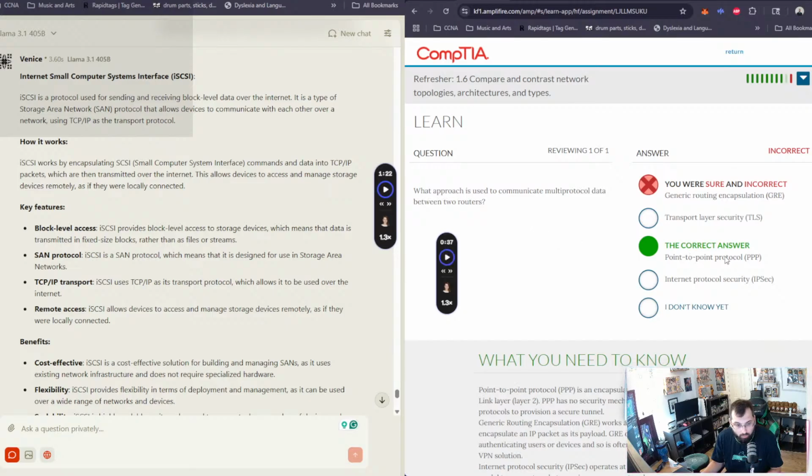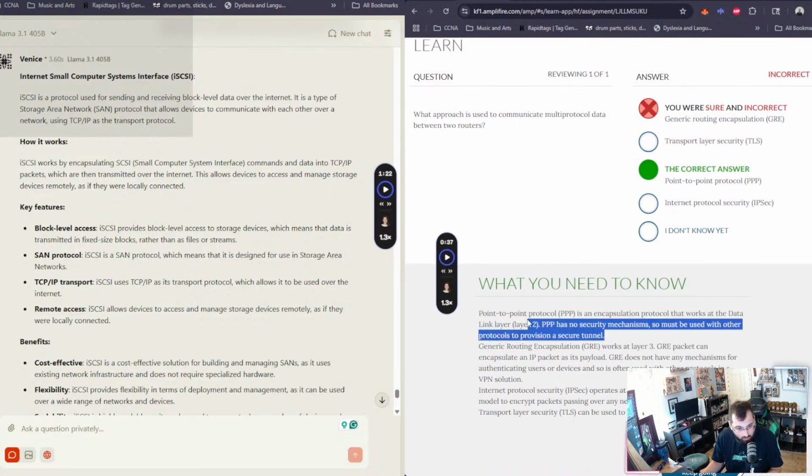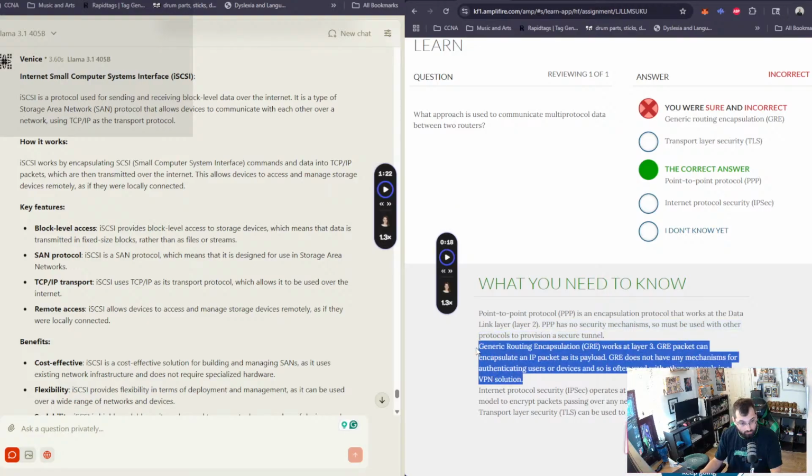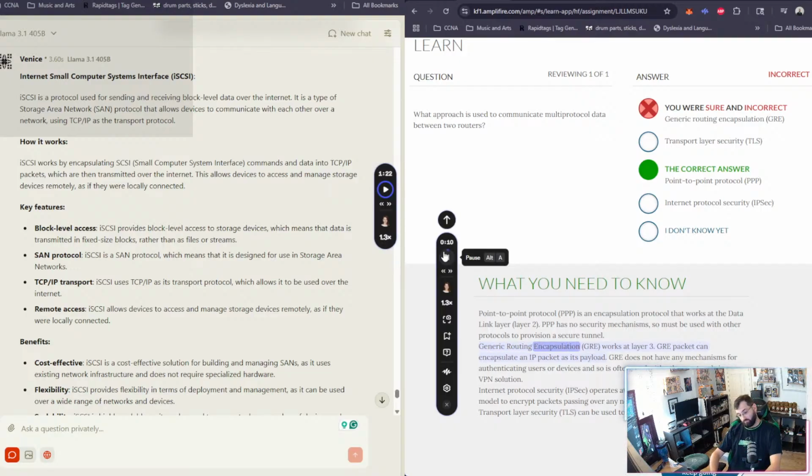Ah, it was point-to-point protocol? What? Point-to-point protocol, PPP, is an encapsulation protocol that works at the data link layer, layer 2. PPP has no security mechanisms, so it must be used with other protocols to provision a secure tunnel. Generic routing encapsulation, GRE, works at layer 3. A GRE packet can encapsulate an IP packet as its payload. GRE does not have any mechanisms for authenticating users or devices, and so is often used with other protocols in a VPN solution. All right.